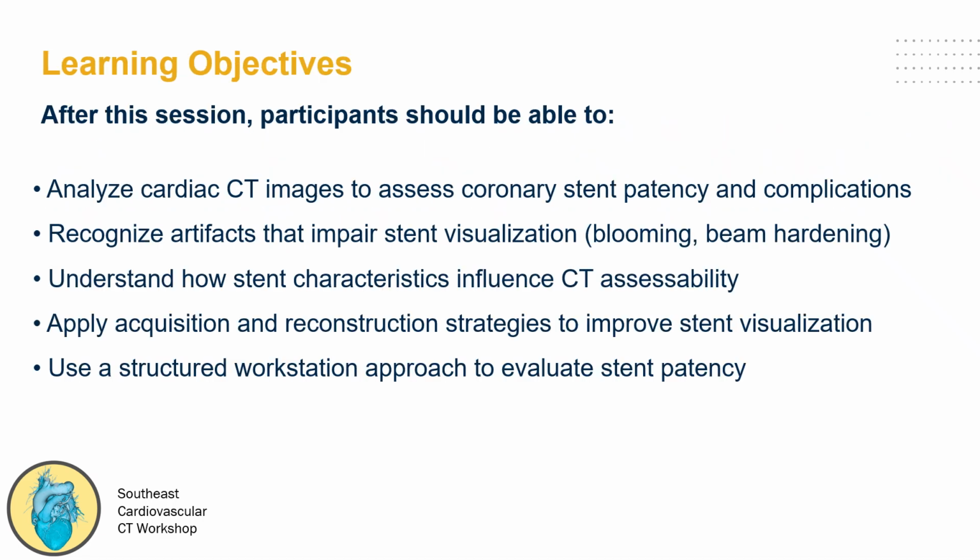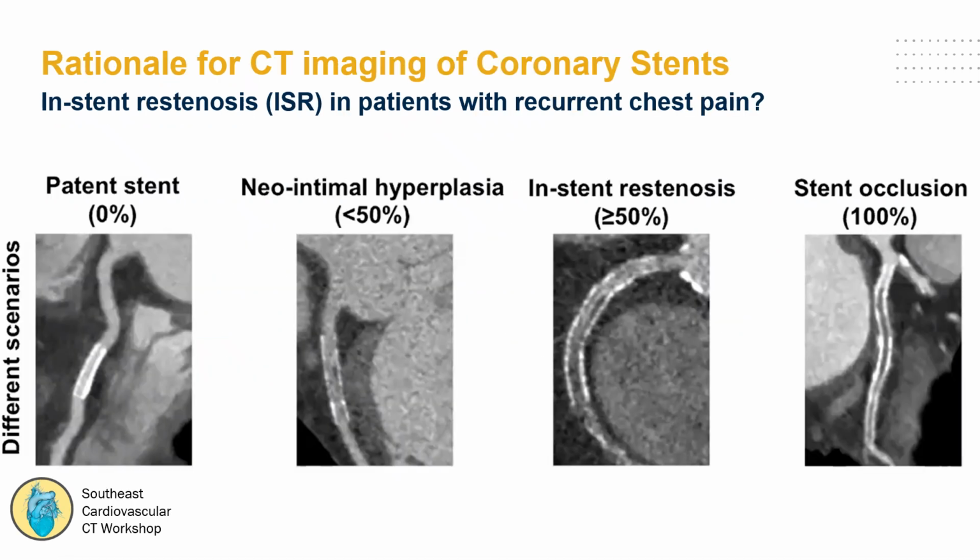By the end of this section, participants should be able to assess coronary stent patency on cardiac CT, recognize the major artifacts that impair visualization, understand how stent characteristics influence accessibility, and apply acquisition and reconstruction strategies to improve stent interpretation. And this slide illustrates the clinical spectrum we encounter after PCI.